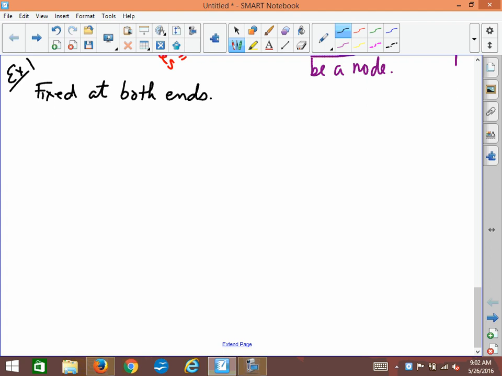So the simplest pattern that you could get, if I'm fixed at both ends, that means one end here of my string must be a node. If it's a fixed end, it can't vibrate. And of course the other end must be a node because it can't vibrate. Well, the simplest pattern then, the simplest situation would be to have one antinode in the middle. Let me draw that a little lower. To put one antinode in the middle, node, antinode, node follows the rules.